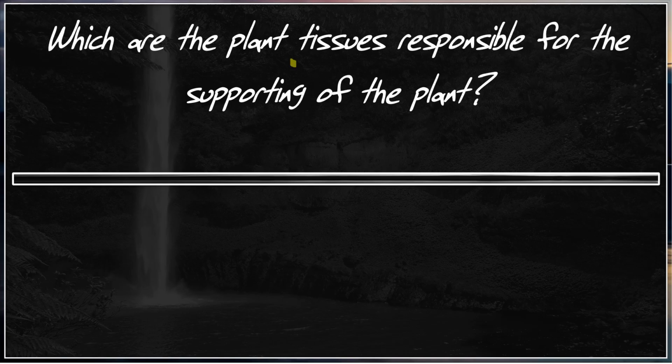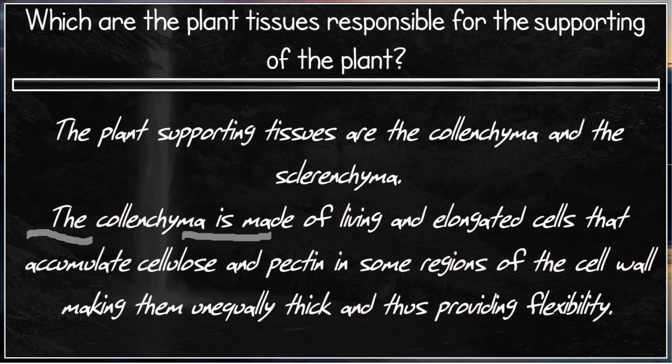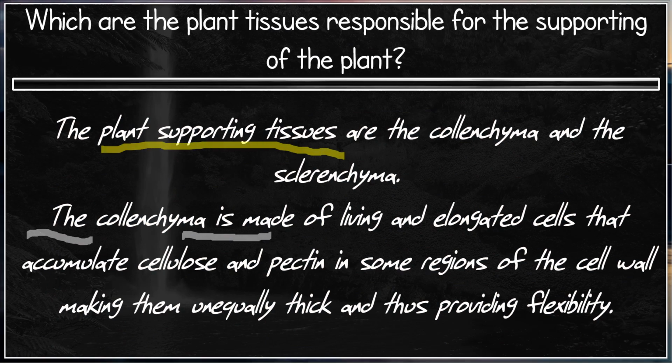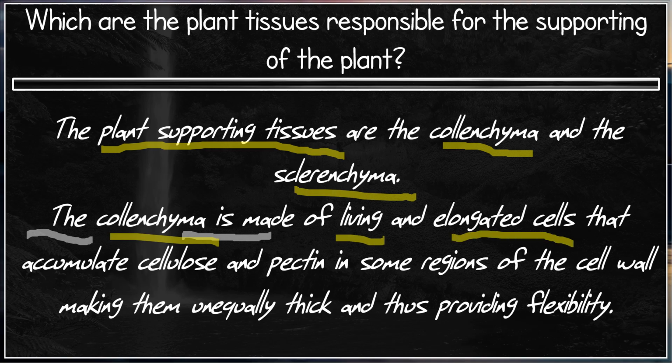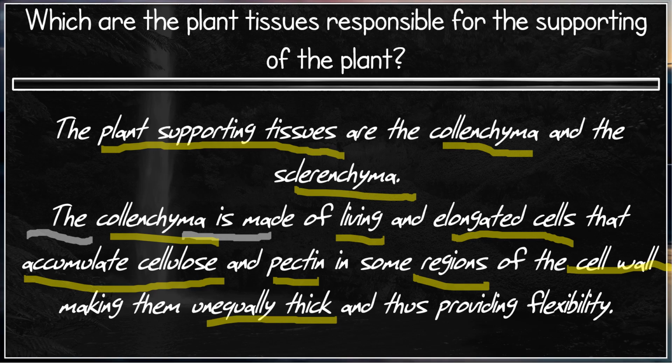Which are the plant tissues responsible for supporting of the plant? The plant supporting tissues are the collenchyma and sclerenchyma. Collenchyma is made of living and elongated cells that accumulate cellulose and pectin in some regions of the cell wall, making them unequally thick and thus providing flexibility.